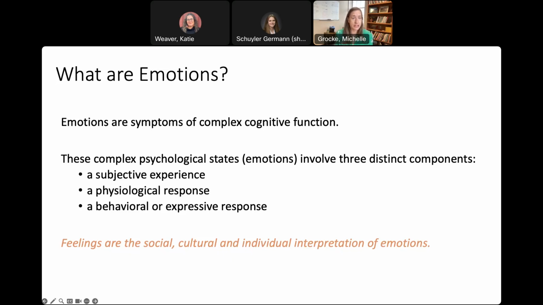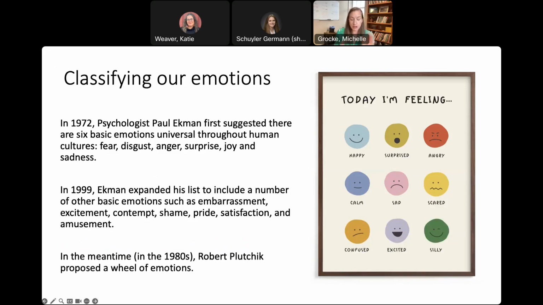Before we dive into these three components a little bit more, I want to talk about how emotions have been classified over the years and how we tend to classify them now. This all started way back when, in the early 70s, psychologist Paul Ekman was the first one to classify our emotions. He first said that throughout human cultures worldwide, there are six basic emotions: fear, disgust, anger, surprise, joy, and sadness. And later, as you can see on the slide, in 1999, he expanded his list to include a couple other things like embarrassment and pride and satisfaction.